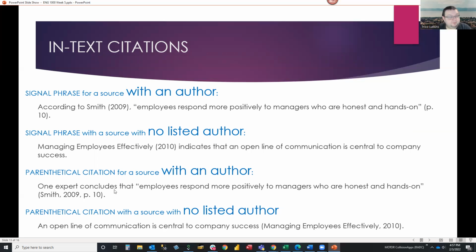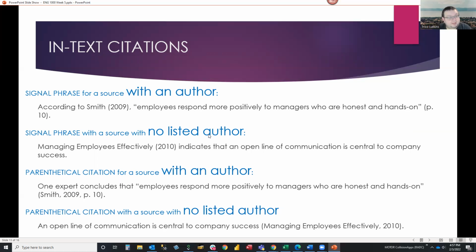Like down here, they don't name the author, so they have to put it inside parentheses. And then there's a quote here. If this is a direct quote from the book, make sure you use quotation marks and then put the page number there. Then signal phrase with a source with no author listed.